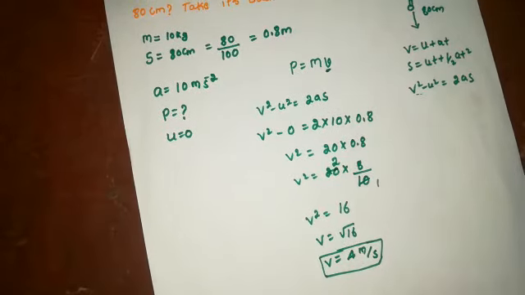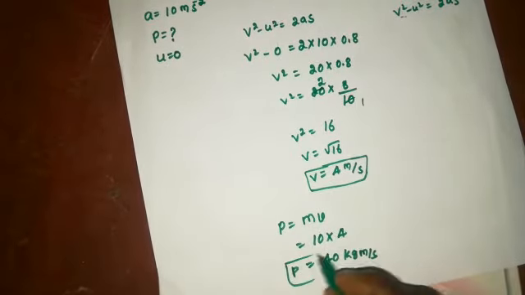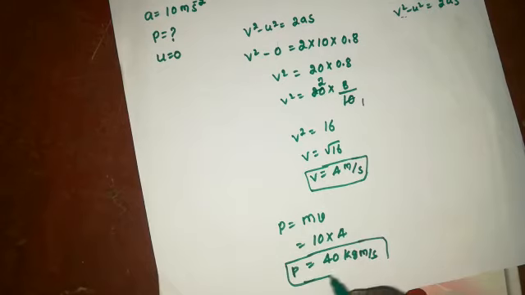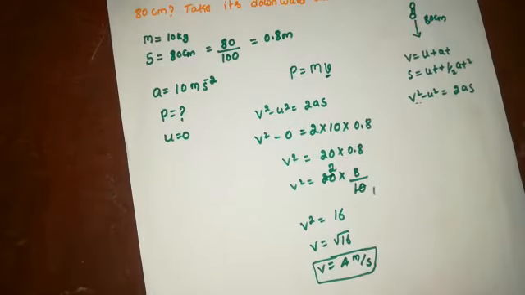The momentum of the dumbbell is 40 kg meter per second. Thus we find out the velocity and momentum of the object.